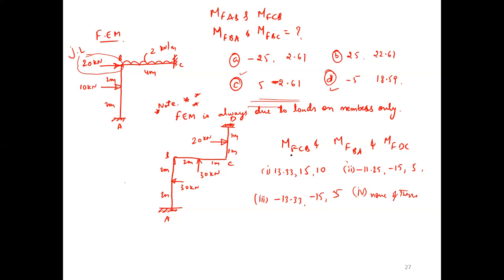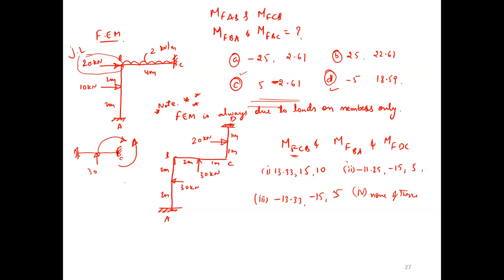First I will go to MFCB. I require C and B. See, this is the force 30. How is it rotating towards C? Clockwise. What is the resisting moment? Anti-clockwise. So what is the sign? Minus. That's all. It's a simple thing, right? If you know the general sign convention, you can pick the answers.